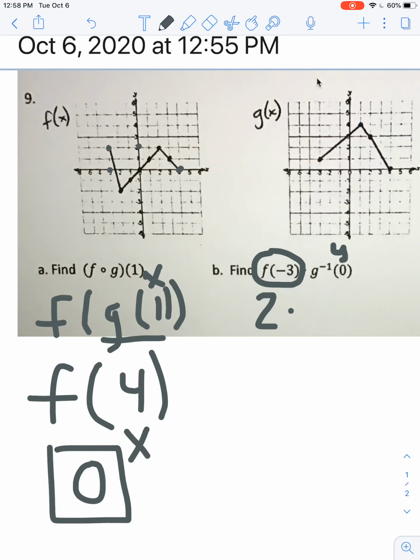But this time you're looking for an X coordinate. So you go left or right, so I go over to right here, and the X value there is 4. So when the Y value is 0, the X value is 4. So G inverse of 0 is 4. 2 times 4 is 8.